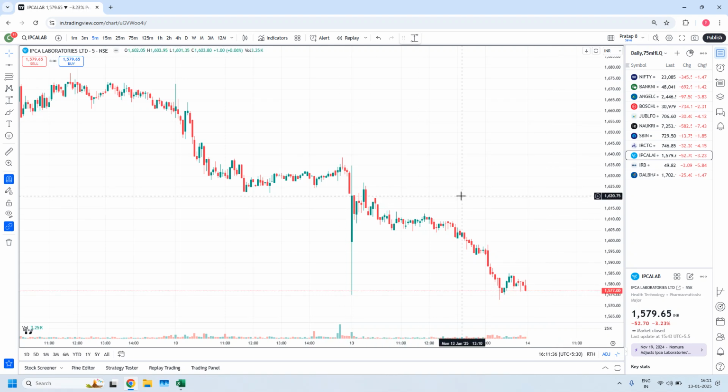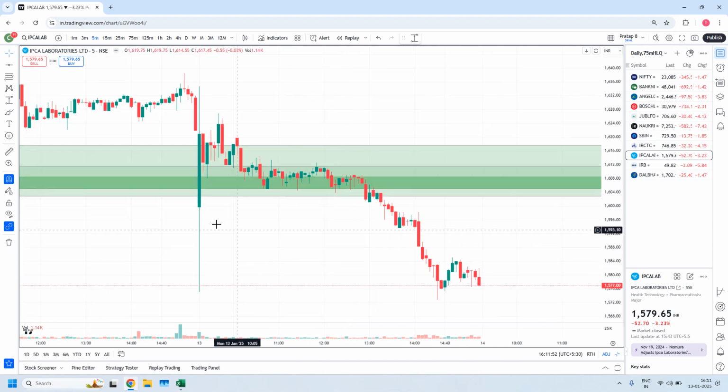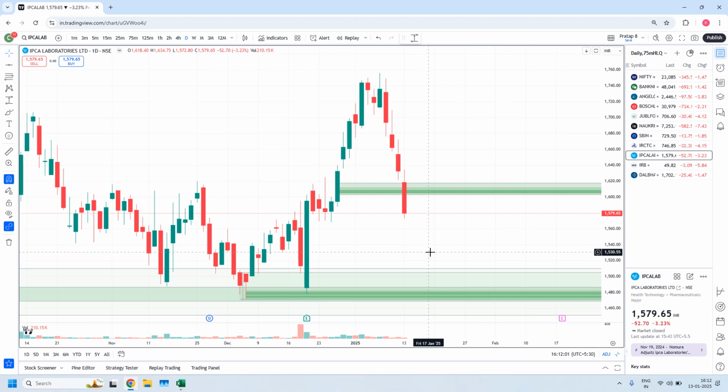Why we don't take the morning 9:15 candle exactly, or why we don't place pre-market orders, because these are intraday trades. For intraday trades you can't keep pre-market orders because sometimes the market opens with a gap down. See here, today the market opened with a gap down. This is the morning. Go to the daily time frame, you will understand.